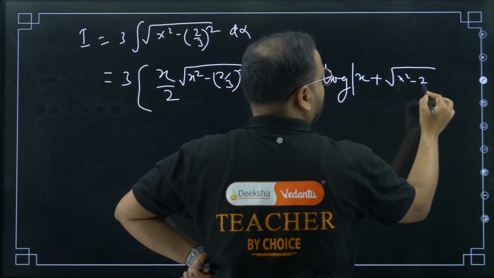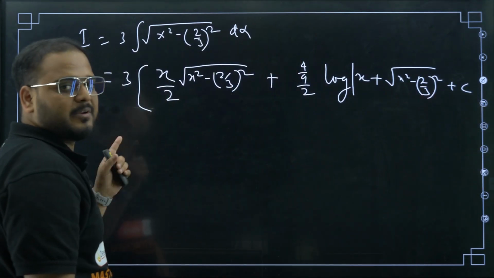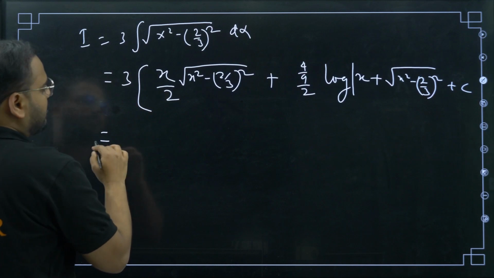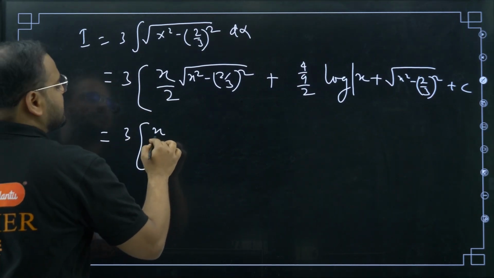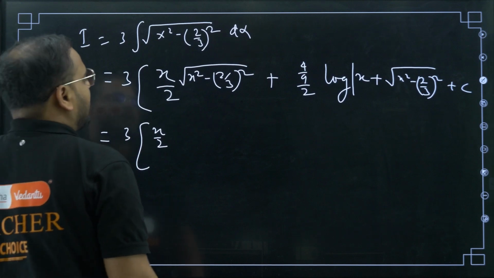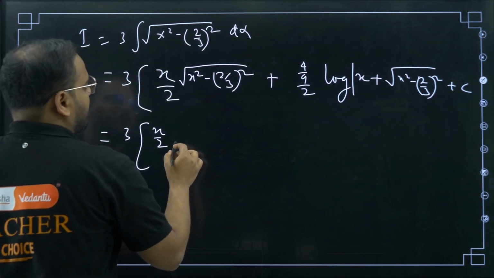x square minus 2 by 3 the whole square plus c. Okay, now let me transform this to be close to the answer that we have. Please have a look, x by 2 is there. Now what I'm saying is take the 3 common in this case. I take the 3 as LCM. What am I going to get?